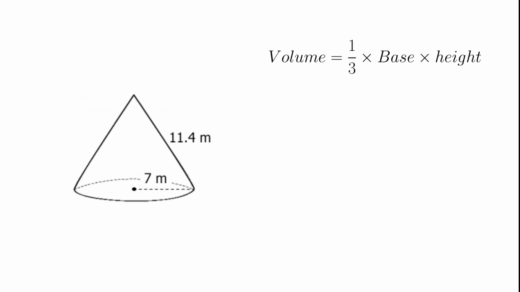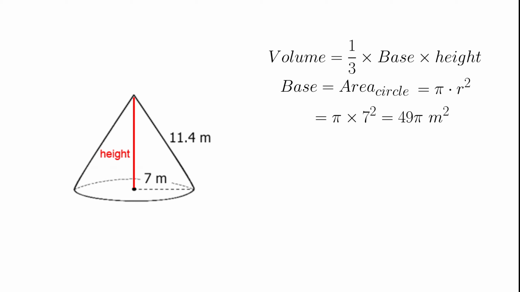Now the volume of a cone is pretty much the same as the volume of a pyramid, except instead the base of a cone is the area of a circle. We know this works because of our good old Cavalieri's principle. So we find the area of the circle and we multiply by the height.